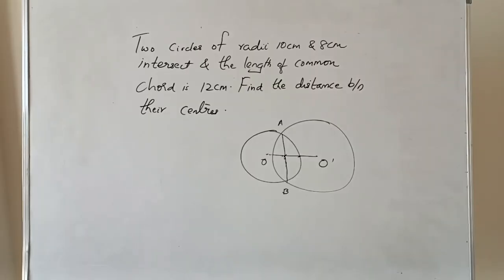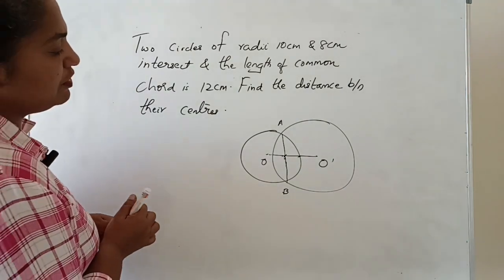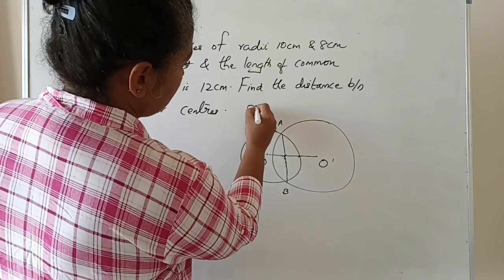Two circles of radii 10 and 8 centimeters intersect and the length of the common chord is 12 centimeters. Find the distance between their centers. So we have two circles whose centers are O and O dash and AB is a common chord. We need to find the length OO dash.